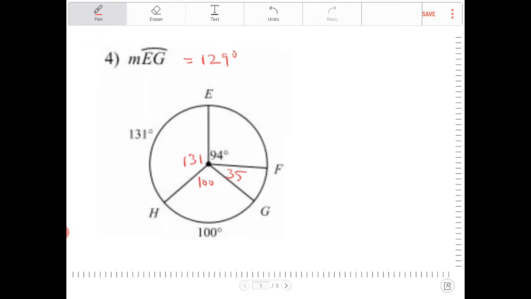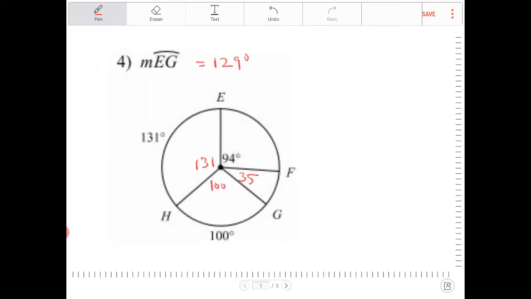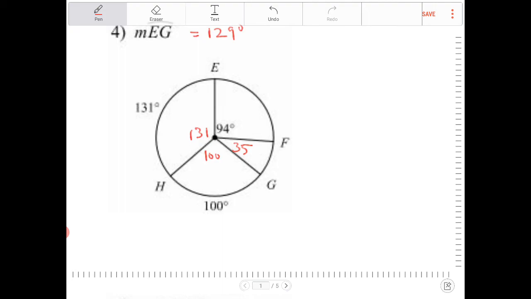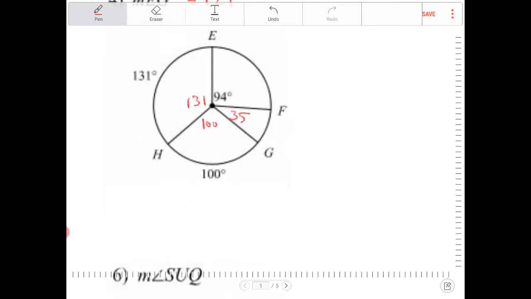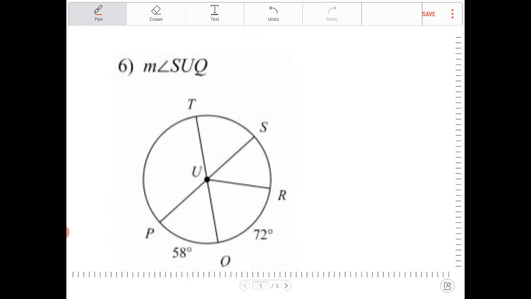I should have looked at what they wanted us to find first, because all I had to do was add up 131 and 100 and subtract from 360 rather than go through that big circle. Alright, anyway.